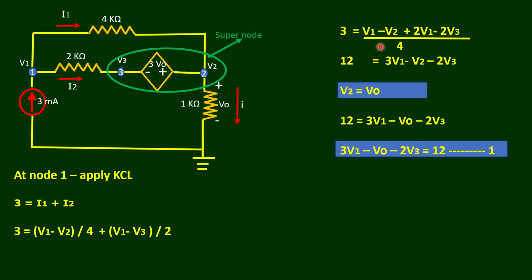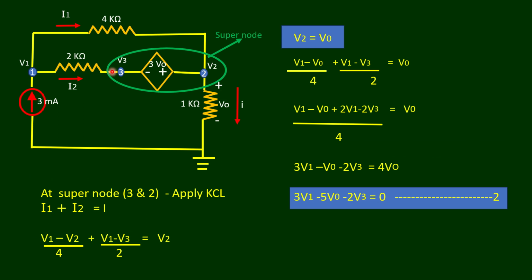So we can write this, taking the common denominator as 4, as V1 minus V2 plus 2V1 minus 2V3. When you cross multiply the 4 and 3, we get 12. Combining these, it is 3V1 minus V2 minus 2V3. And we know that V2 and V0 are the same. Replacing V2 by V0, we get 12 is equal to 3V1 minus V0 minus 2V3. So we can write the first equation as 3V1 minus V0 minus 2V3 equals 12.